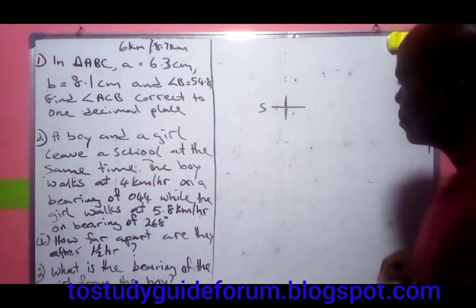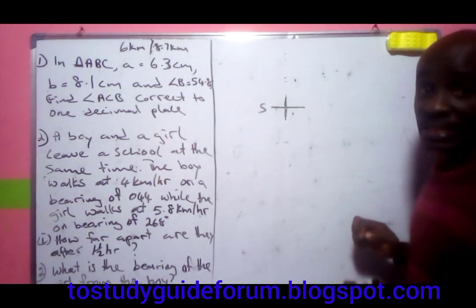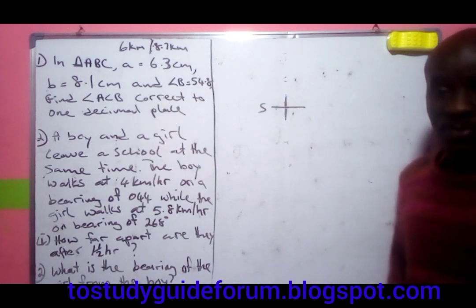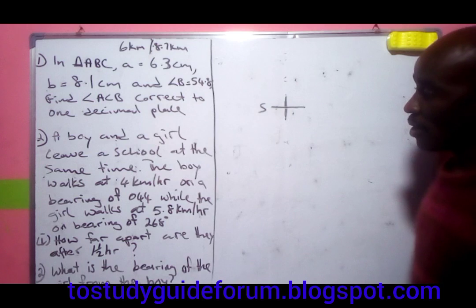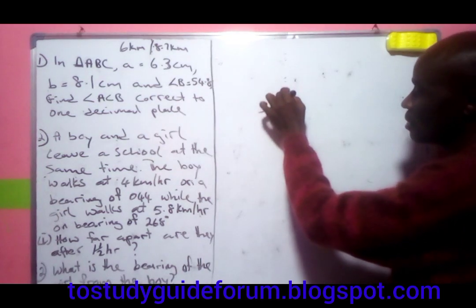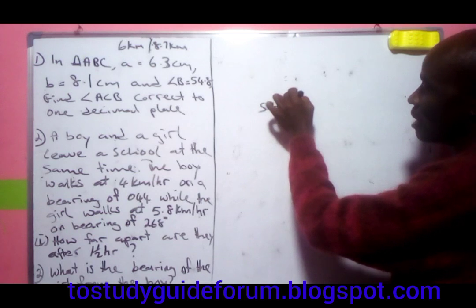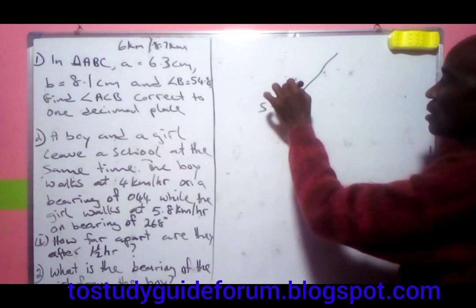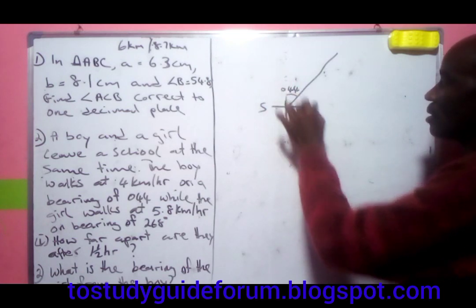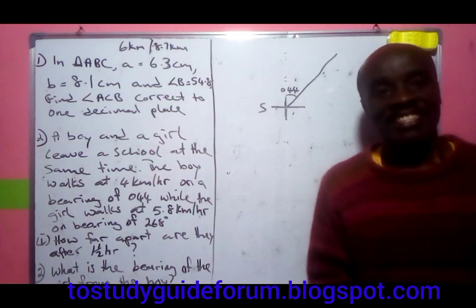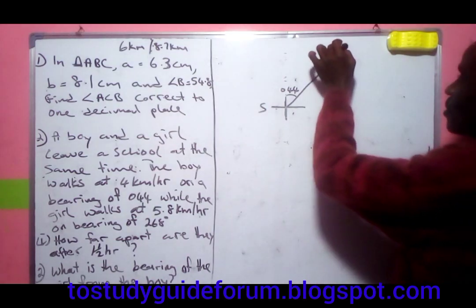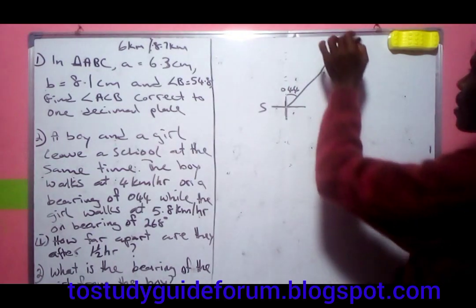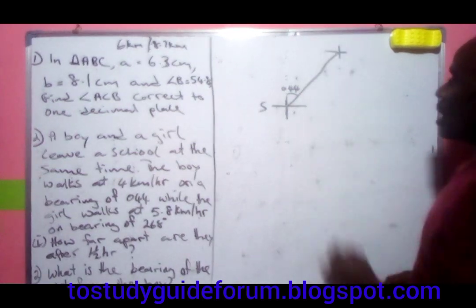So the boy travels. We know that from here to this place is 90 degrees. And he said that the boy moved at 044, that means something that will look like this, 44 degrees. And the next one, that means the boy is somewhere here now. This is the point where the boy is at this moment.